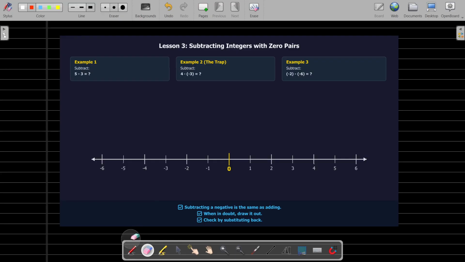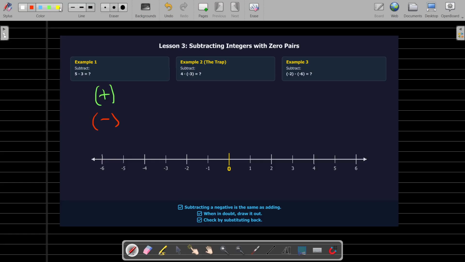So I'm going to show you what a positive counter and a negative counter are. This is a positive counter, green. It represents positive one, and in red, this here is a negative counter. It represents negative one. And so when you pair one positive with one negative, they cancel each other out. Positive 1 plus negative 1 equals 0.